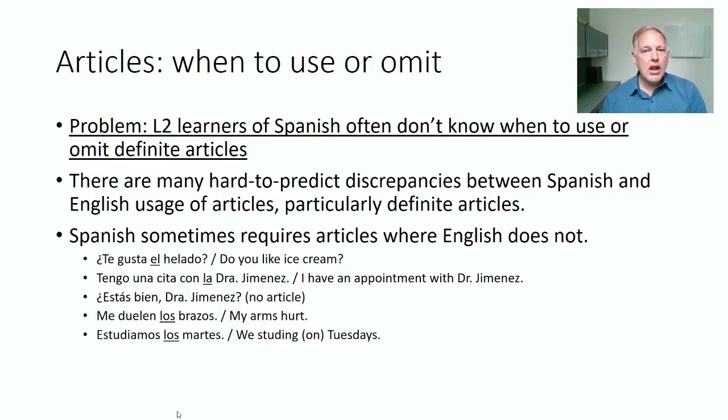Tengo una cita con la doctora Jimenez. No article in English. I have an appointment with Dr. Jimenez, right? But if I'm speaking directly to that person, I omit the article. ¿Estás bien, doctora Jimenez? Right? Or how about my arms hurt? That's a possessive in English. My arms hurt. But in Spanish, I use the definite article. Me duelen los brazos. Okay? Just throwing random uses of articles at you so you can see that it is a complicated topic. Or in English, right? We study on Tuesdays, right? Estudiamos los martes. Direct, definite article used, right?